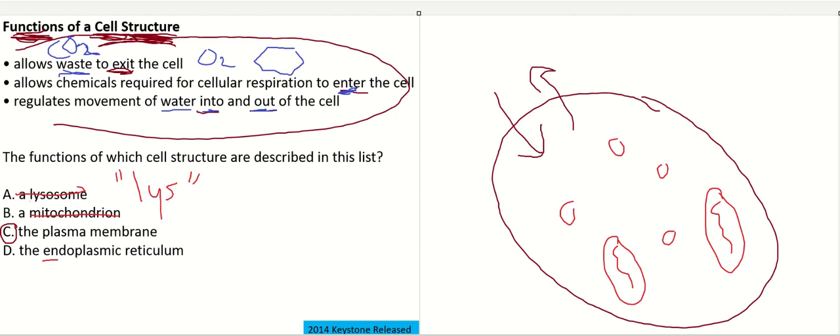Now the ER does transport things, usually proteins. They package them in the vesicles, but I wouldn't call them waste. Like, why go through all that trouble making proteins if it's just waste? And it's not waste.